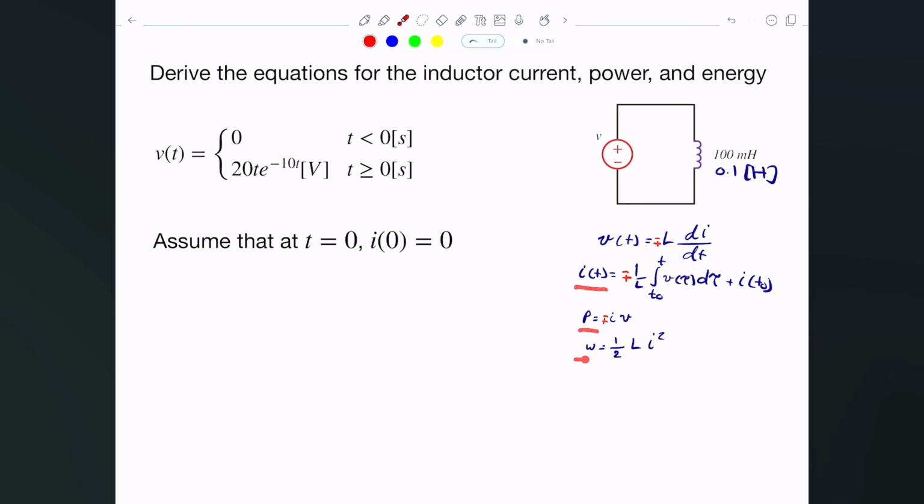Of course, what we're being asked is, well, we're given the voltage, so we're being asked to compute the current, the power, and the energy, and these are basically the equations in here. We're also given that initially there was no current, basically no energy stored in it. That's what this assumption says. The current at 0, which is our initial time, is simply 0.